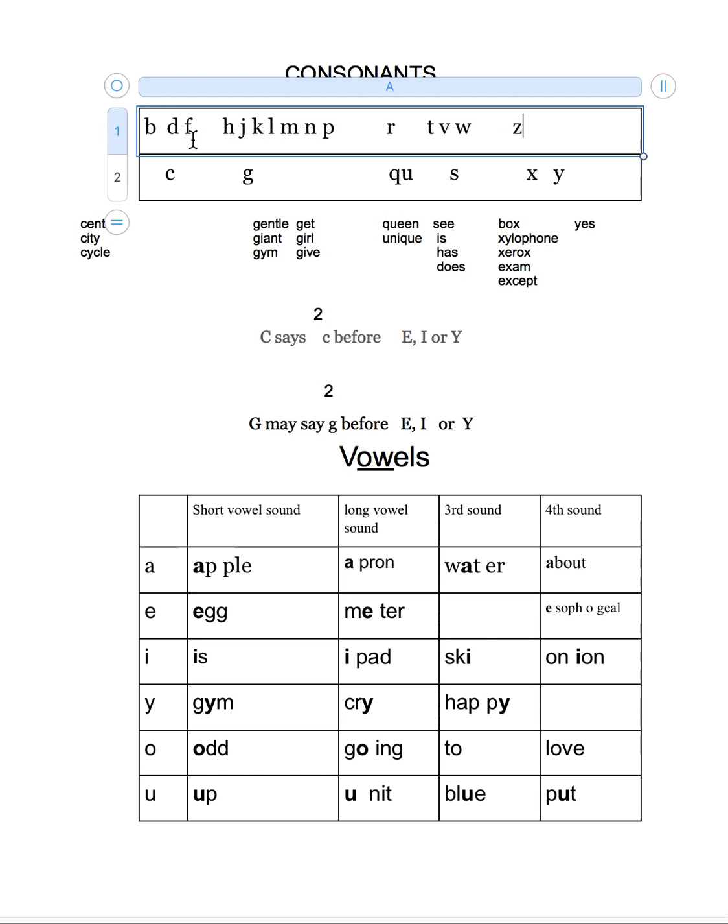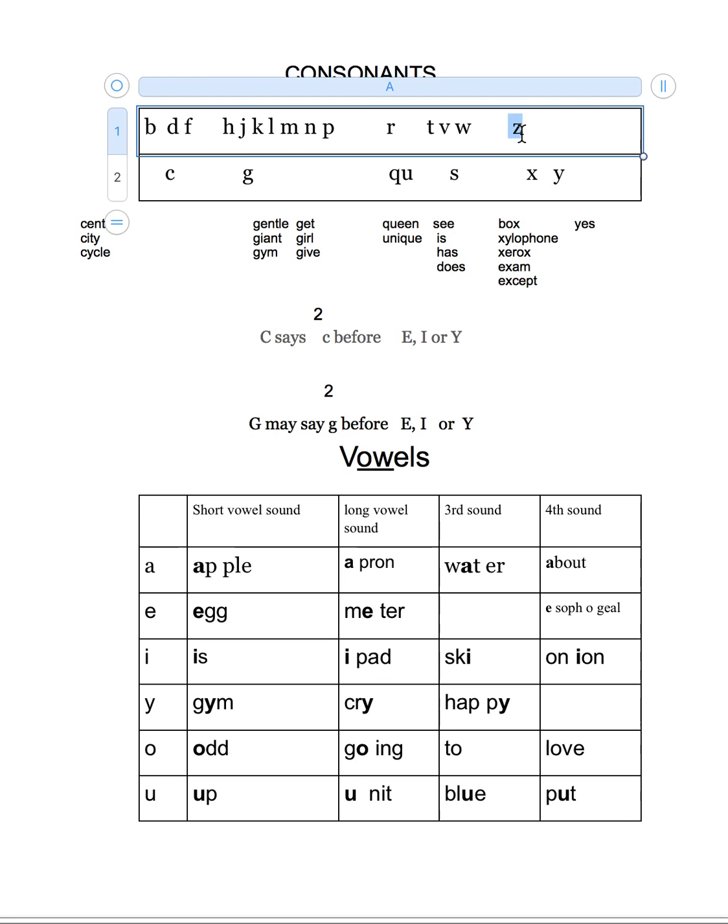F, unvoiced. J, voiced. K, unvoiced. L, voiced. M, voiced. N, voiced. P, unvoiced. R, voiced. T, unvoiced. V, voiced. W, voiced.